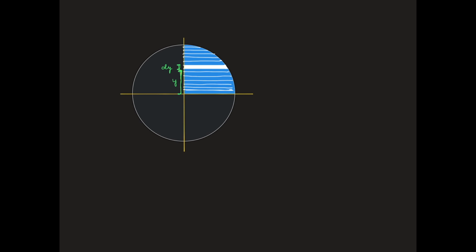So now if you want to find the area of this 1/4 of this disk, this blue region, all you have to do is sum the area of the thin rods. And how do you sum the area of thin rods? So let's consider this rod, the white one that we were talking about. The length of this rod is x and the width of this rod is dy. So the area of this rod is obviously x into dy.